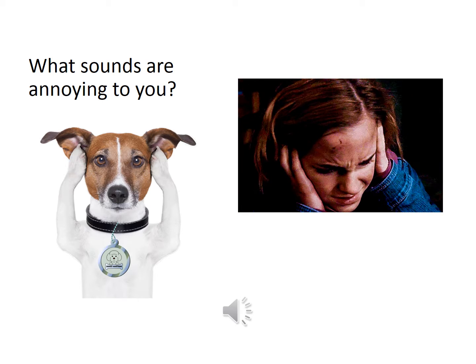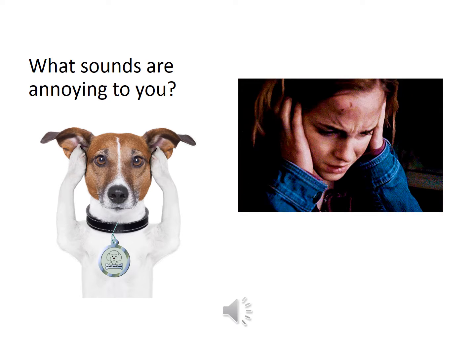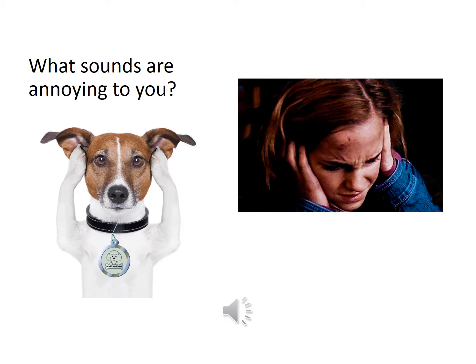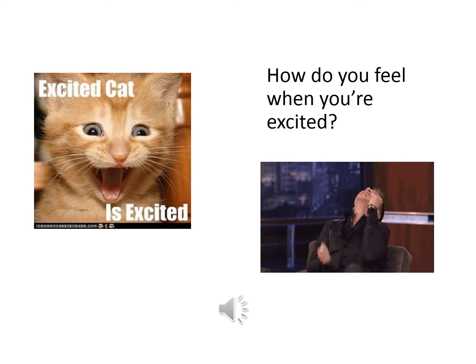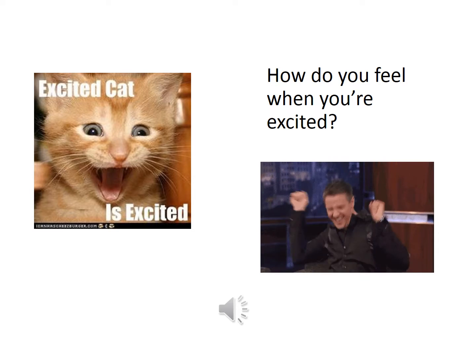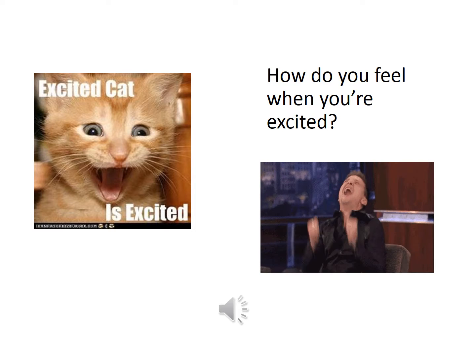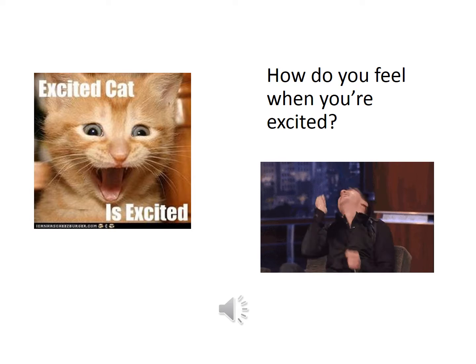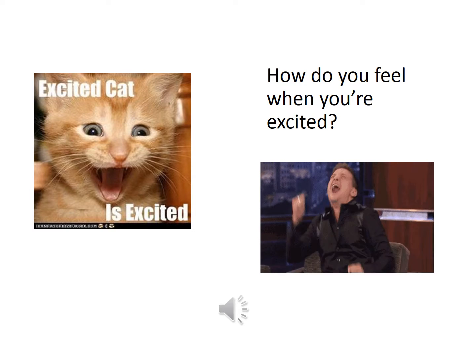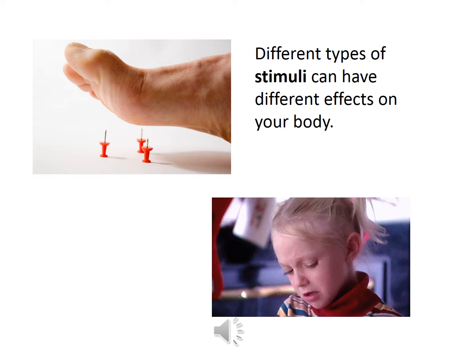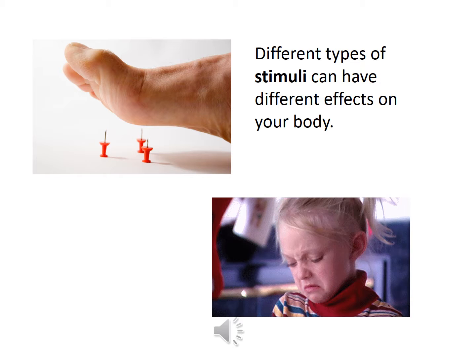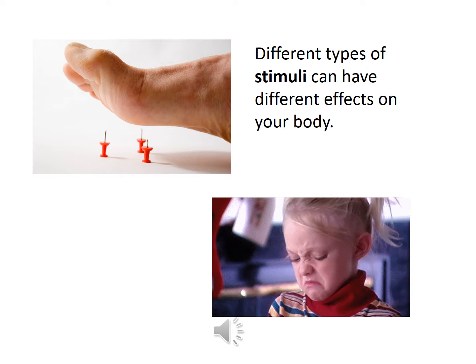Are there any sounds that you find annoying or offensive? How does that make you feel? Do you start to feel anxious? What about how you feel when you're excited? Do you have a hard time sitting still? Does your heart rate go up a little bit? Can you see how feeling excited can also feel a little bit like feeling anxious? So basically, someone with sensory processing disorder is reacting to stimuli in a way that other people will not react.